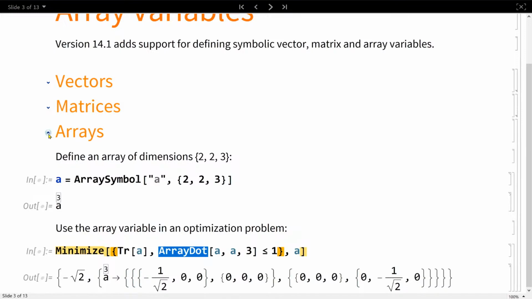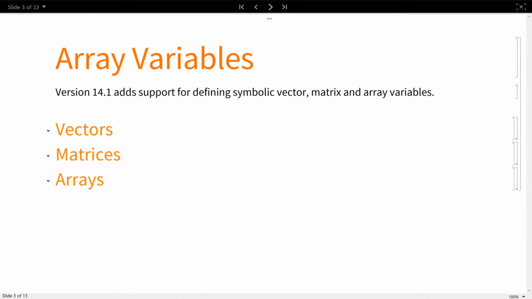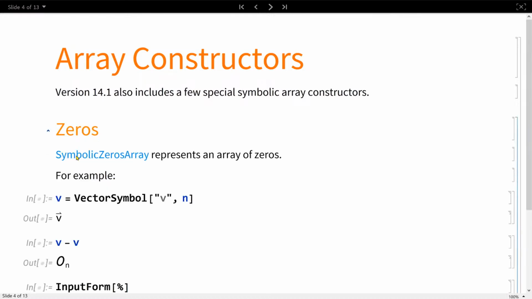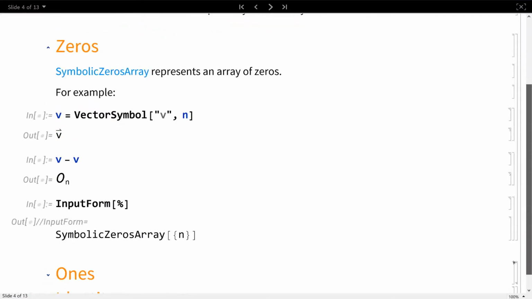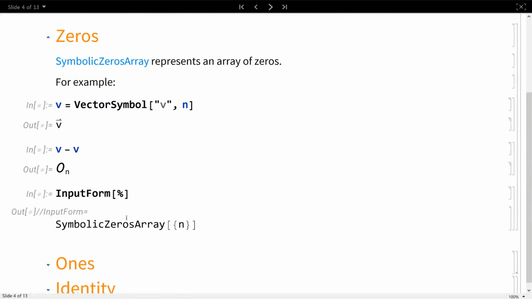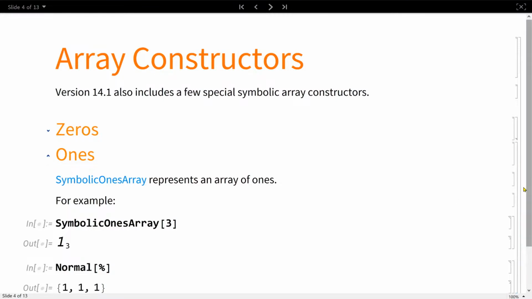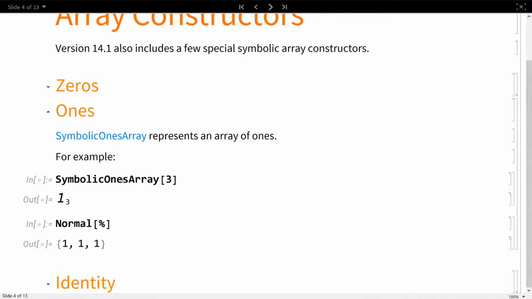Okay, so with those array variables in place, we still need some special array constructors. For example, you need a kind of symbolic zero array. SymbolicZerosArray represents an array of zeros. So for example, if you take a vector and subtract it from itself, then you get back a zeros array in this case. The point is that you need the zero, but you also need ones. So SymbolicOnesArray represents an array of ones. Over here, a vector of length 3.